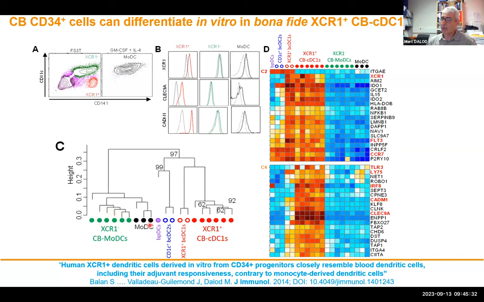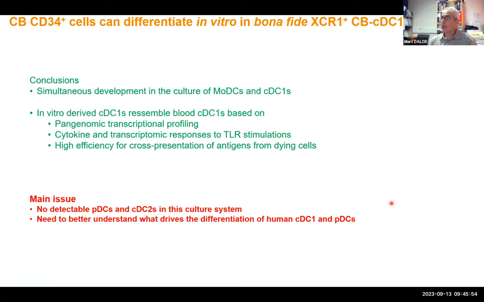So in our culture, we have on the one hand monocyte-derived DCs derived from cord blood, and on the other hand, cDC1 derived from cord blood. And we could show indeed that the cDC1 derived from cord blood express the key gene signatures of blood cDC1, including XCR1, CADM1, CLEC9A, IRF8, TLR3, and FLT3. So in conclusion, in this system, we developed simultaneously in our culture human monocyte-derived DCs and human cDC1.